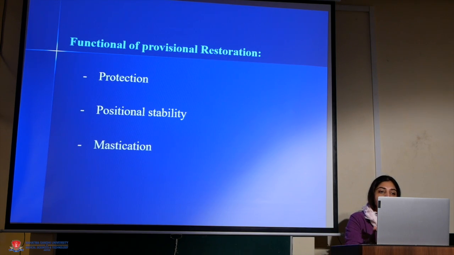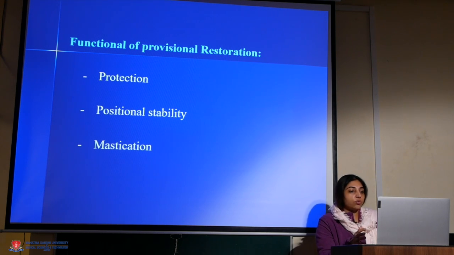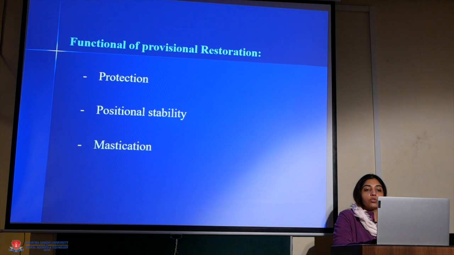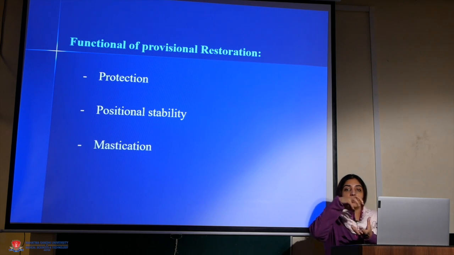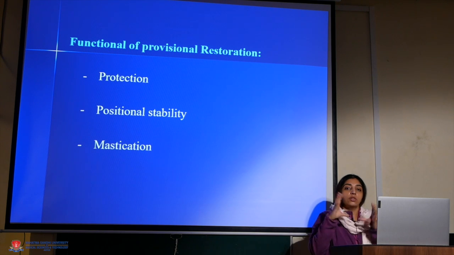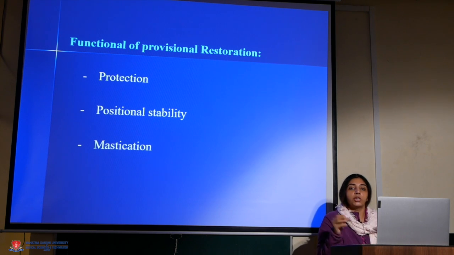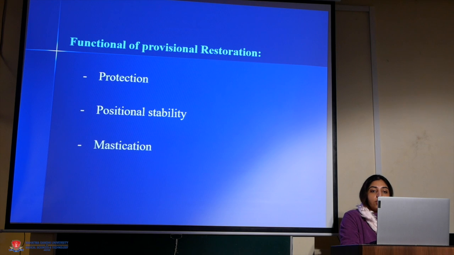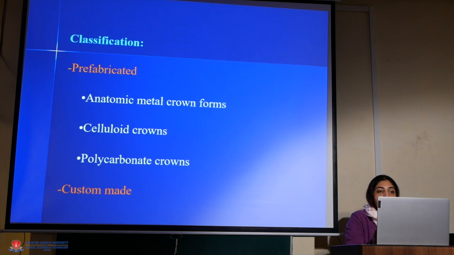Fine, let's see, the functional requirements are also the same thing. They should protect the underlying tissues, it should be stable, and it should serve the purpose of mastication as well. Means whatever crown I am giving as a provisional restoration, it should be functional for the patient till the final restoration is coming.